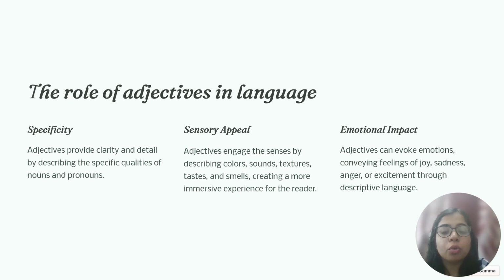Well, now let's understand the role of adjectives in any language. The first role we see is specificity. Adjectives provide clarity and detail by describing the specific qualities of nouns and pronouns. Second, we'll talk about sensory appeal. Adjectives engage the senses by describing colors, sounds, texture, taste and smell, creating a more immersive experience for the reader. Just like when I told you the sentence I bought a red dress, the word red, which is an adjective, is engaging our color sense.